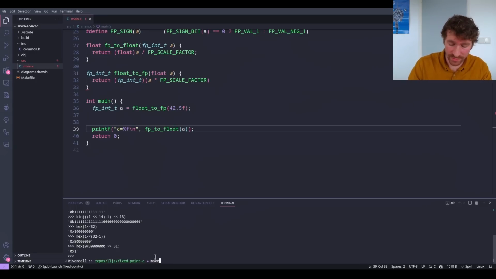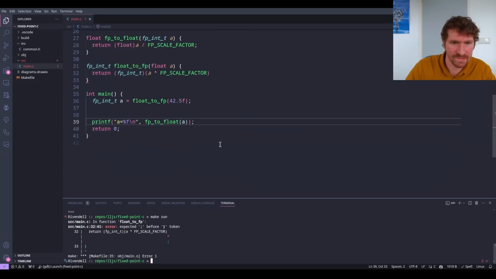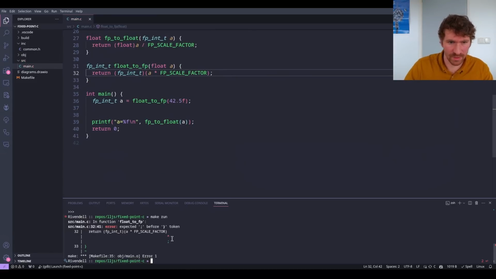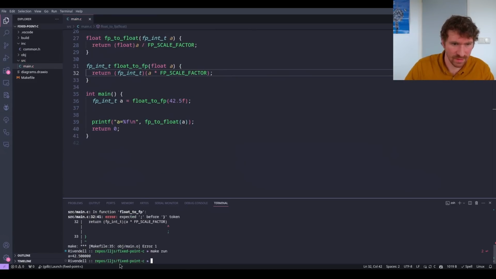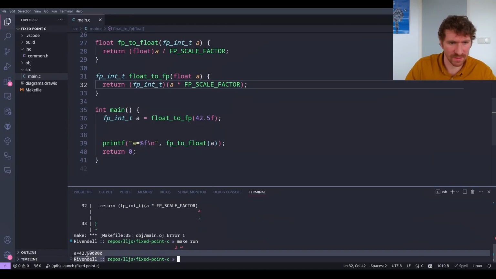I'm so sorry, I can't type. Make run. Okay, so I'm missing a semicolon. Easy stuff. All right, cool. What you can see here is that we get the exact answer, 42.5. That makes sense. I think that should make sense. I'll bump the screen up just a little bit to make that clearer.